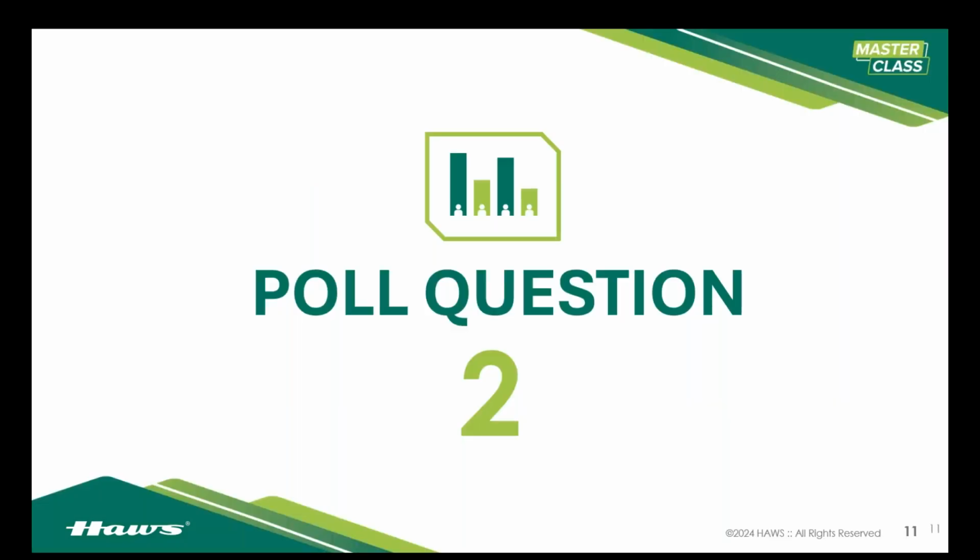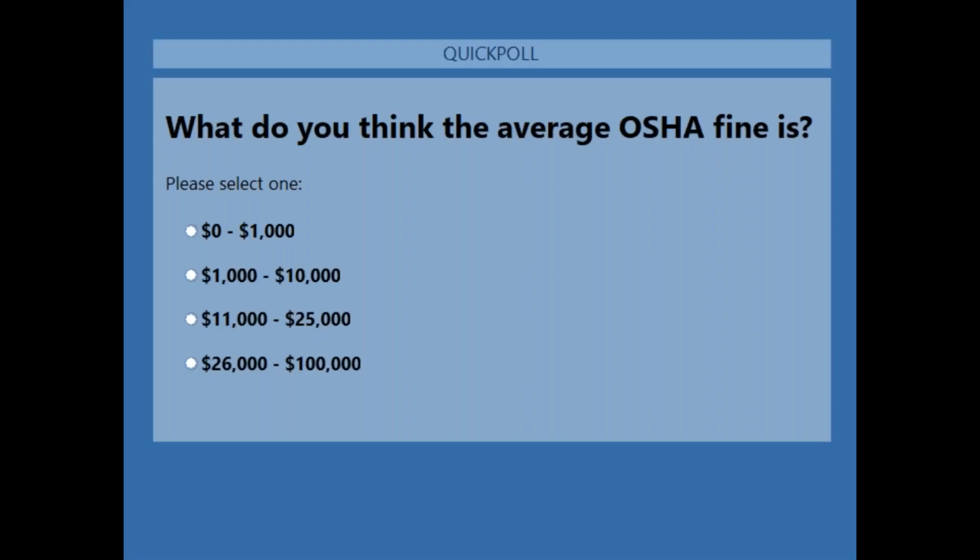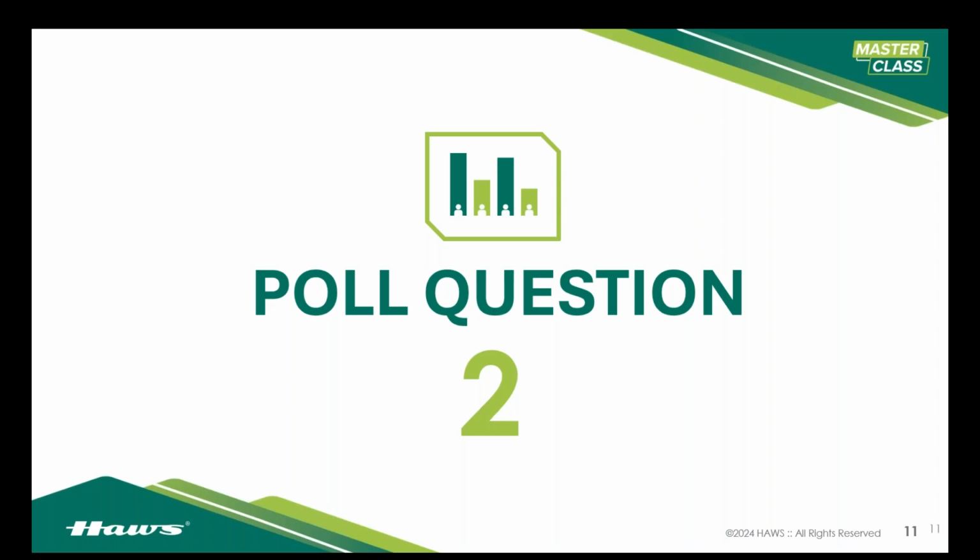That brings us to poll question number 2. Kristen, if you would, please. All right. So what do you think the average OSHA fine is? Just select one of these: $0 to $1,000, $1,000 to $10,000, $11,000 to $25,000, or $26,000 to $100,000. Just going to go ahead and let you answer that real quick. We're going to share this one. All right, I'm going to go ahead and share this.